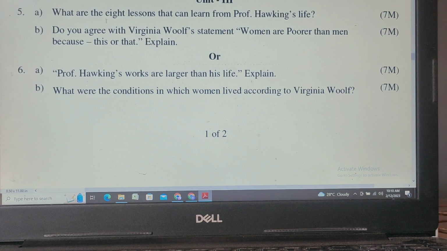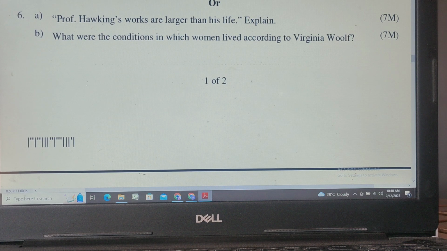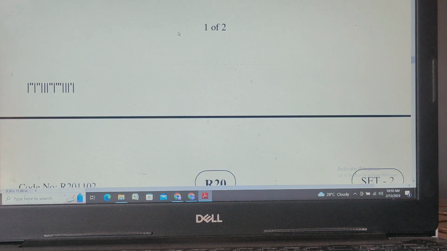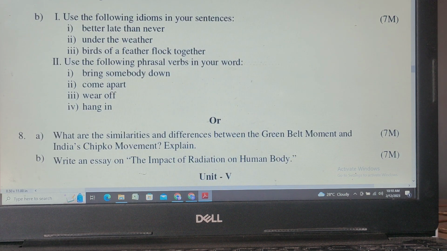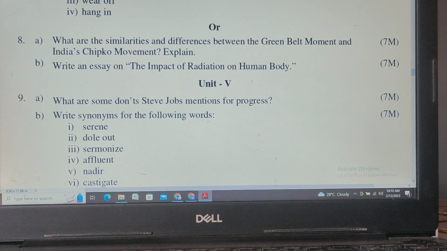Unit 3 talks about Stephen Hawking. I told you 8 lessons are very important. So 8 lessons plus Shakespeare's Sister, Virginia Woolf, one and the same. And Hawking's, the other combination, Hawking's and Virginia Woolf, same. Unit 4, I believe it's Mathai and idioms again, also phrasal verbs, 3 idioms and 4 phrasal verbs. And Mathai and essay, here we have an essay talking about the impact of radiation on the human body. So you can happily elaborate an essay, because it's all about radiation. We cannot predict what topic we will get in the question paper.